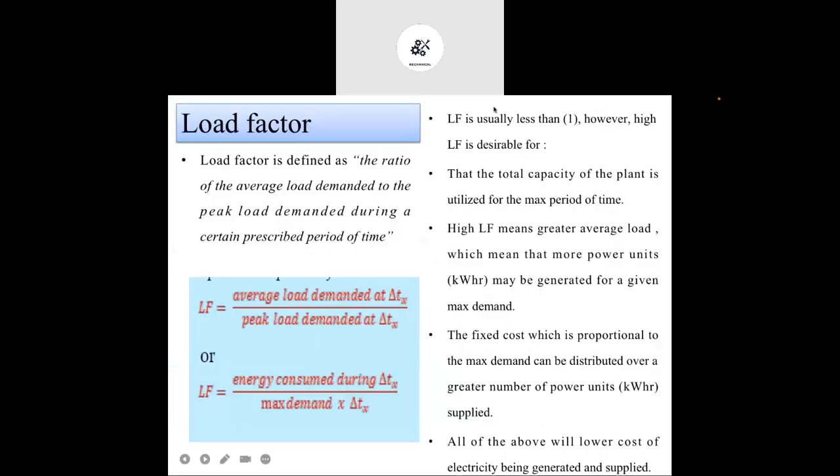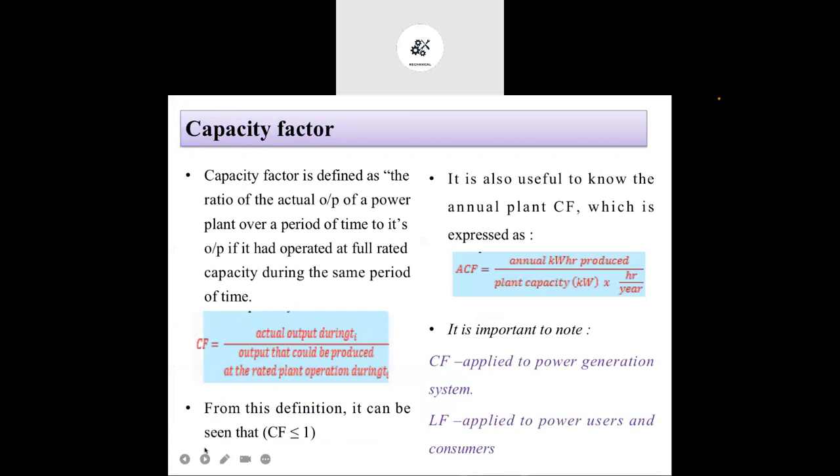Good morning, all of you. In the last lecture, we saw the load factor as well as the capacity factor. So the definition of the capacity factor, the definition of the load factor, and on which side particularly the capacity factor and load factor have been used.